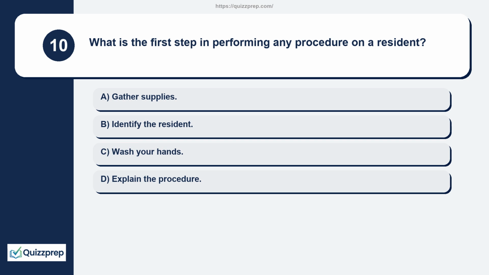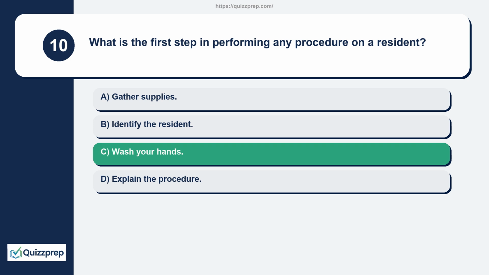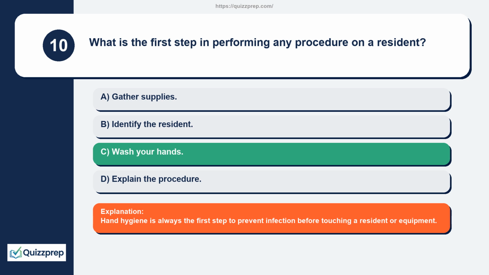Question 10. What is the first step in performing any procedure on a resident? Gather supplies, identify the resident, wash your hands, explain the procedure. Hand hygiene is always the first step to prevent infection before touching a resident or equipment.